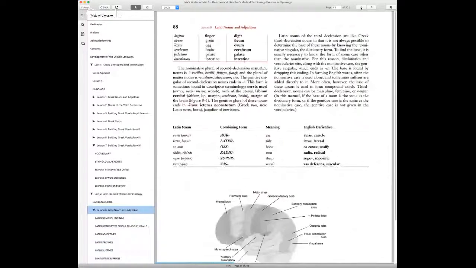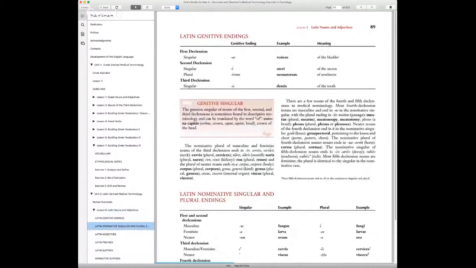Backing up a little bit. If you are curious and you think Latin looks really interesting, just so you know what the charts in the book are, the book also has a chart about the genitive endings. It has some of the words that we had here. Uteri is of the uterus, neonatorum is of newborns, dentis is of the tooth. So there are really not a lot of words that use any of these genitive forms, but may I point you to one that you might encounter on your homework?